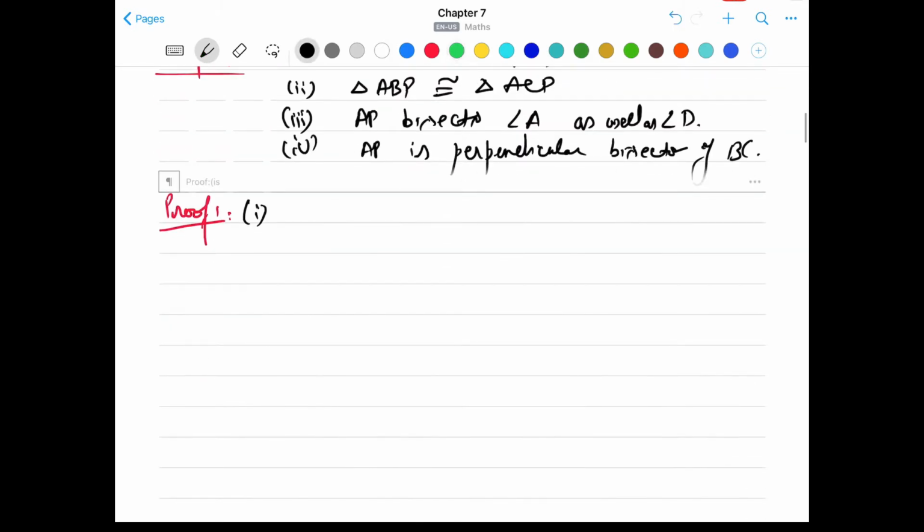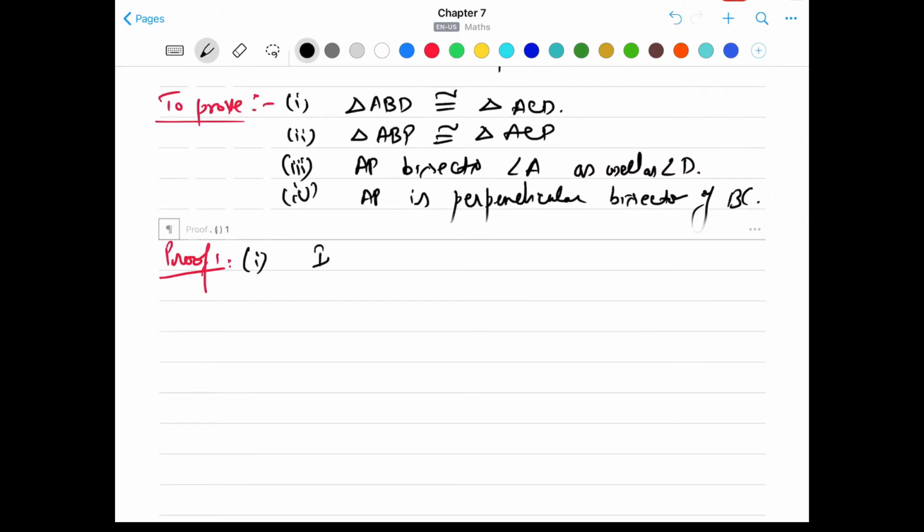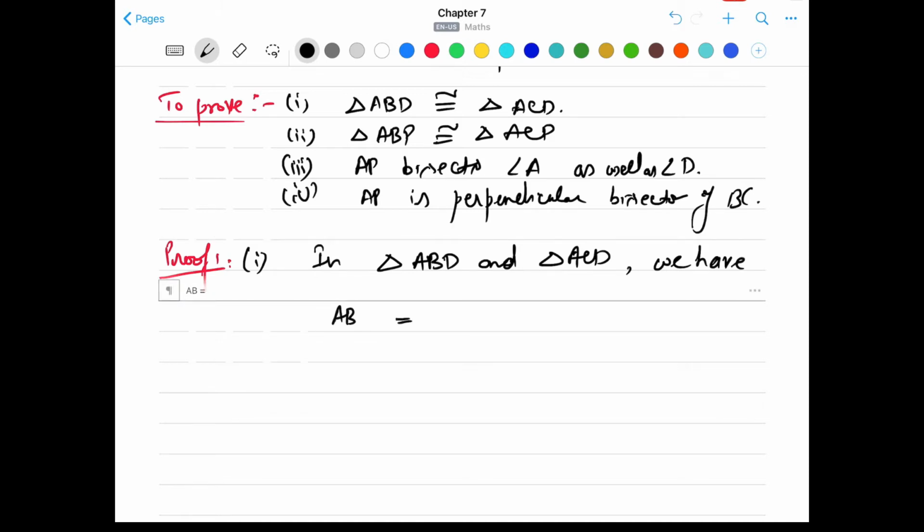So we'll write: in triangle ABD and triangle ACD, side AB is equal to side AC. The reason for this is that ABC is an isosceles triangle.